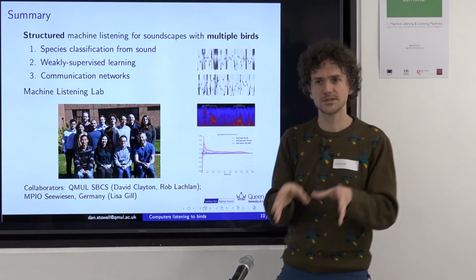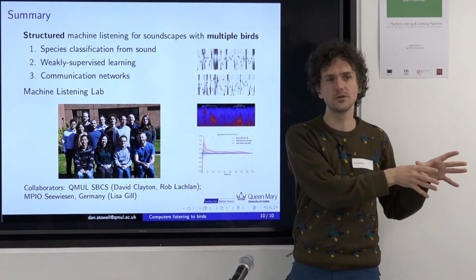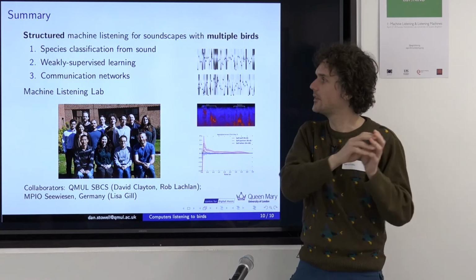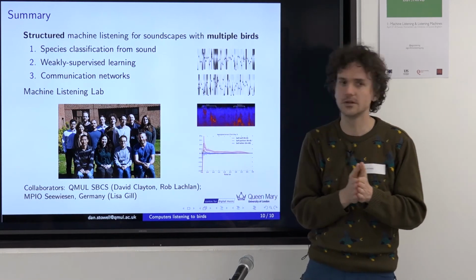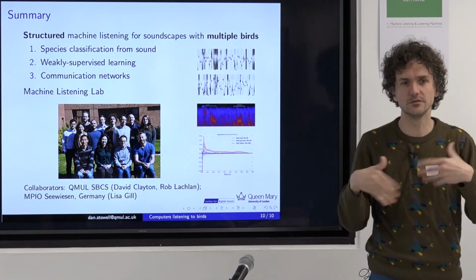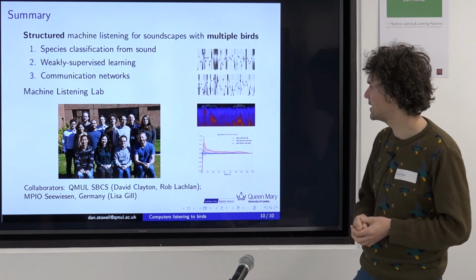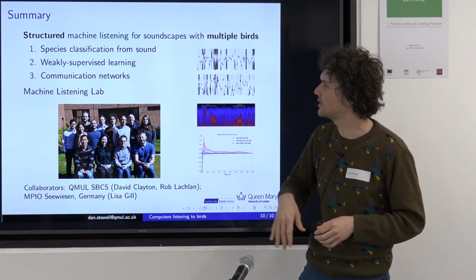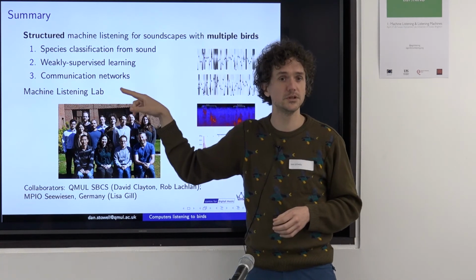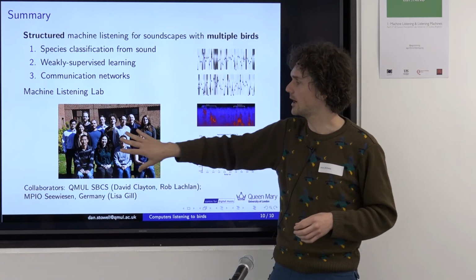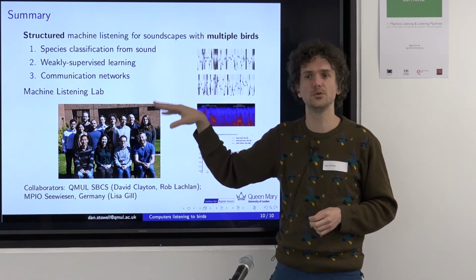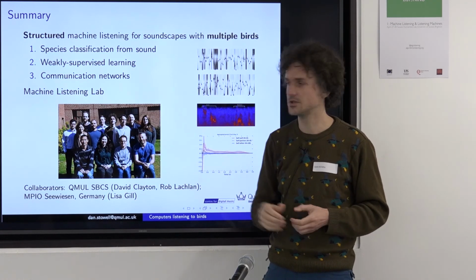So that was a couple of examples. I started with the classification paradigm, and then I gave you a couple of examples of how we're trying to go beyond that to pull out some more structure. This is part of a group at Queen Mary called the Machine Listening Lab, where we have a mixture of machine learning people, some zoologists, mathematicians, and other things.